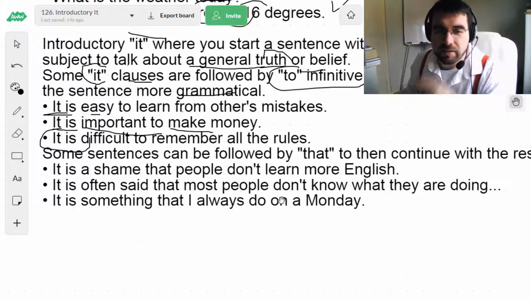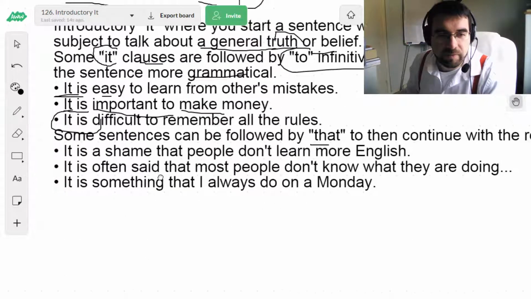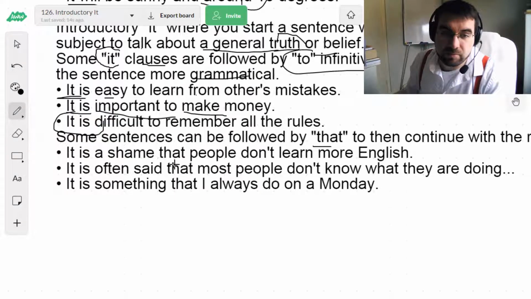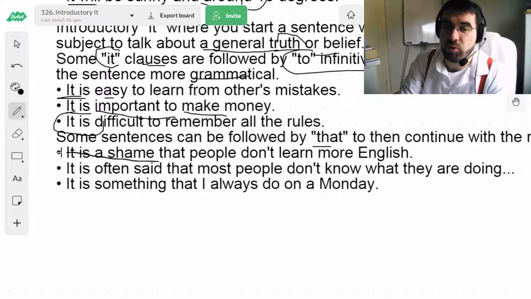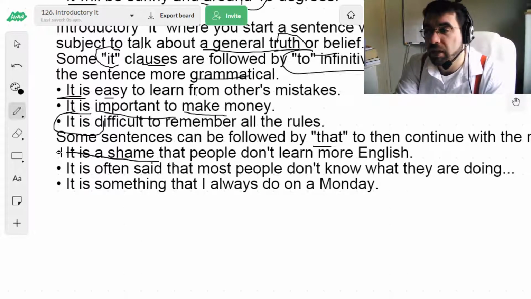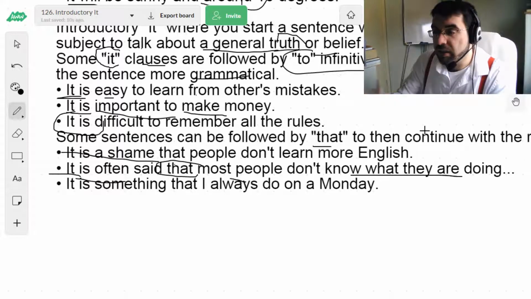Some sentences can be followed by that to then continue with the sentence. It is a shame. Belief. It is a shame that people don't learn more English. It's a shame that I couldn't learn the guitar by age 10. It's a shame.